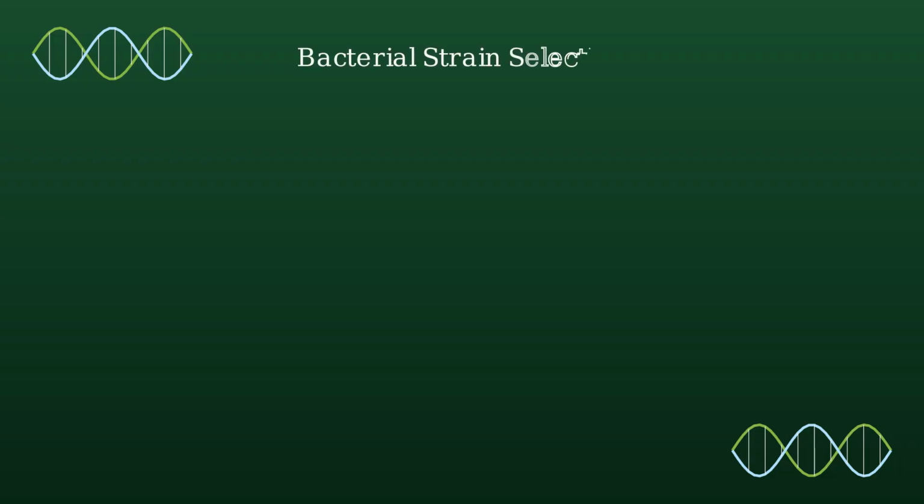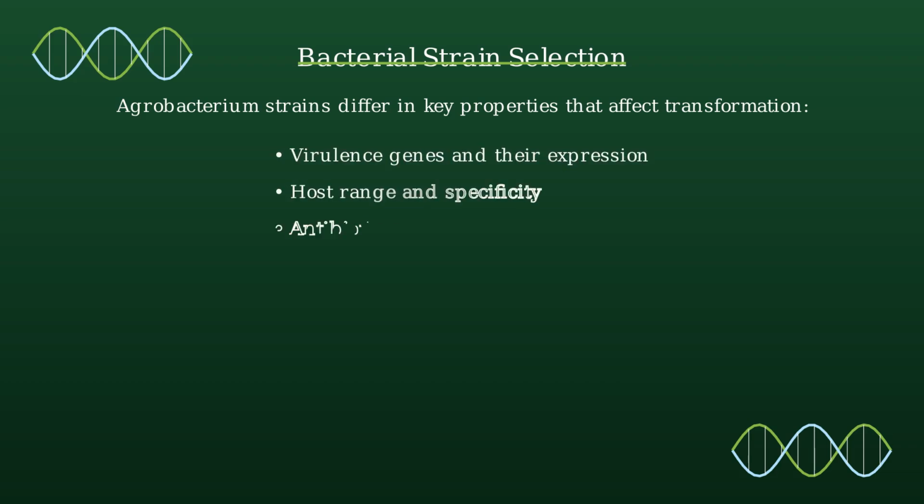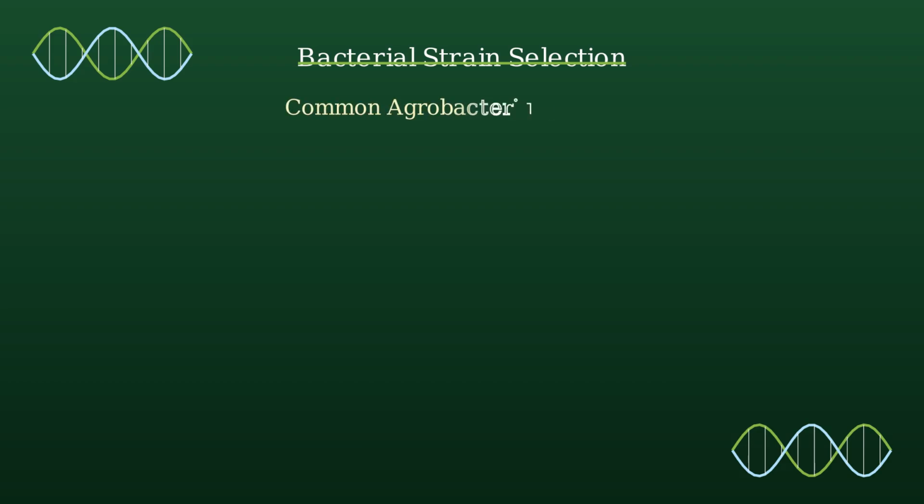Selecting the appropriate Agrobacterium strain is critical for successful plant transformation. Agrobacterium strains differ in several key properties that significantly affect transformation efficiency. These include virulence genes, host range specificity, antibiotic resistance markers, and chromosomal background. Let's examine the most commonly used Agrobacterium strains in plant biotechnology.